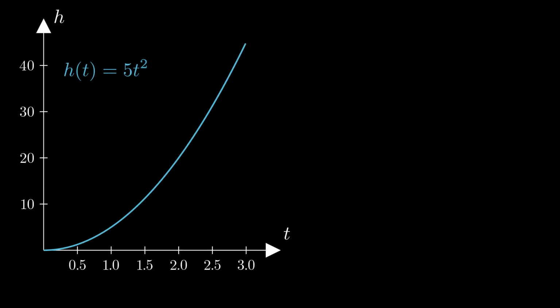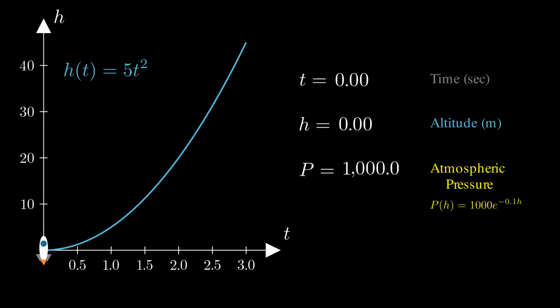Let's look at a real-world example. Imagine a rocket launching. Its altitude h increases over time according to this quadratic formula. As the rocket climbs, the atmospheric pressure P drops exponentially. Notice that pressure depends on height, and height itself depends on time. 3, 2, 1, launch. Watch how the variables interact. As time ticks forward, height squares and pressure drops rapidly. It's a chain reaction.